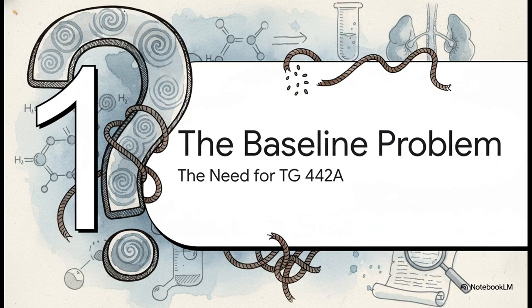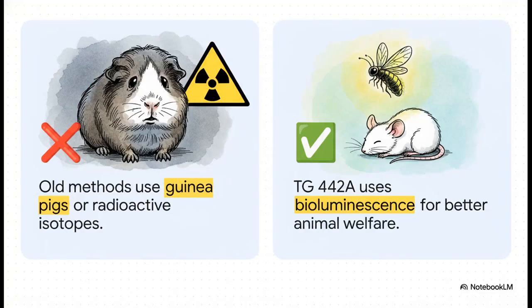All right, section 1. Let's talk about the baseline problem. In regulatory science, you really have to understand the why before you can grasp the how. To truly get 442A, we've got to compare it to the old ways of doing things. Back in the day, scientists leaned heavily on Guideline 406, which used guinea pigs. The issue? It relied on challenge-induced allergic reactions. That caused a lot of pain and distress for the animals, which we obviously want to avoid.